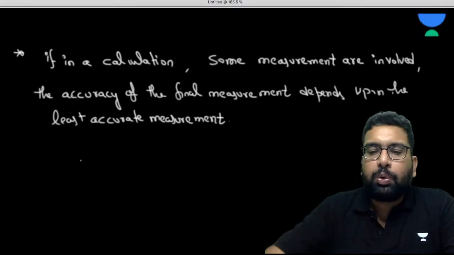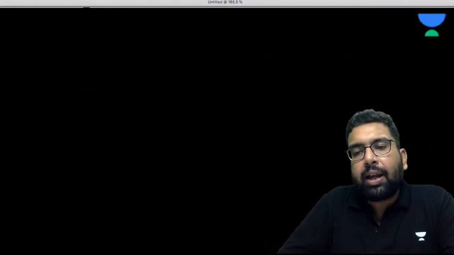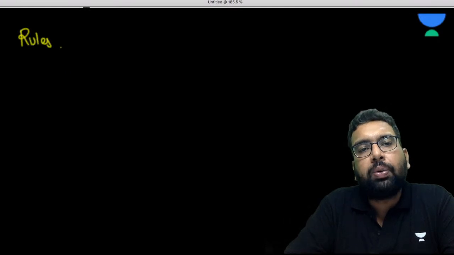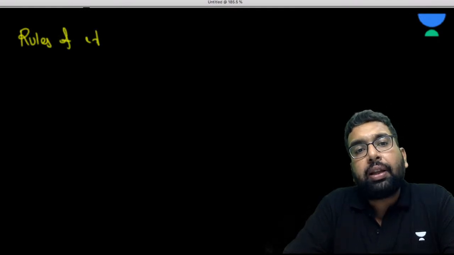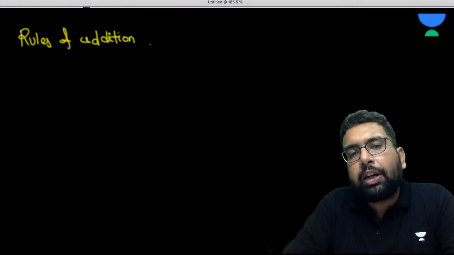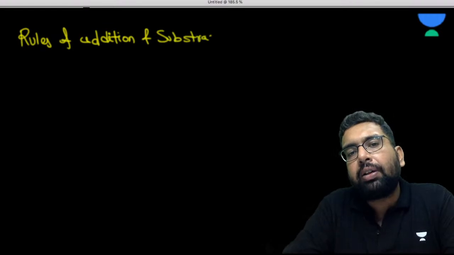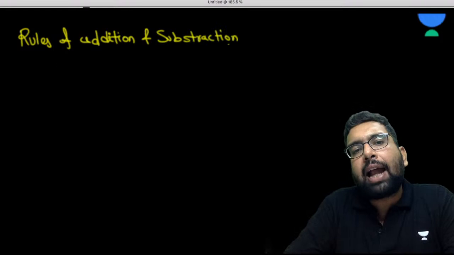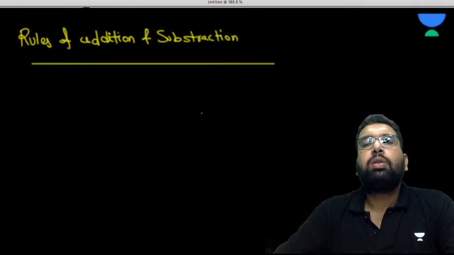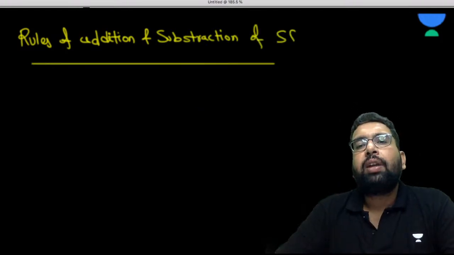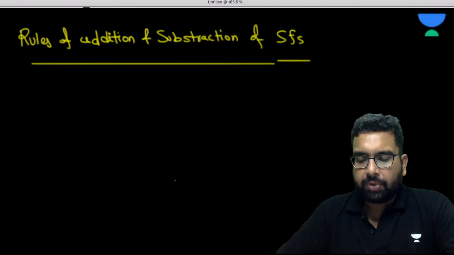Let me come to the rules of it. First of all, we'll write the rules of addition and subtraction. Now I hope I have given you the logic behind the significant figures. So, rules of addition and subtraction of significant figures. What are the rules for addition and subtraction of significant figures?